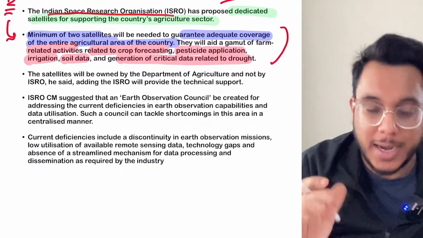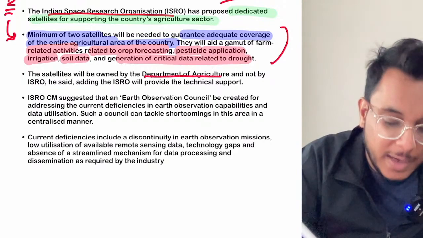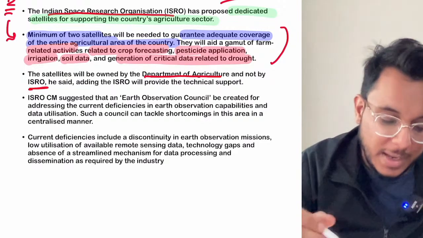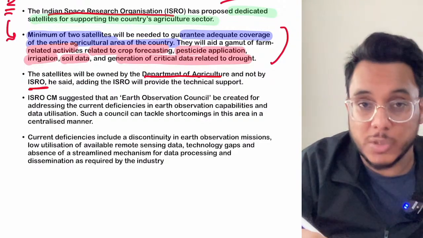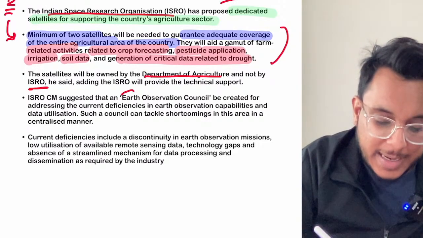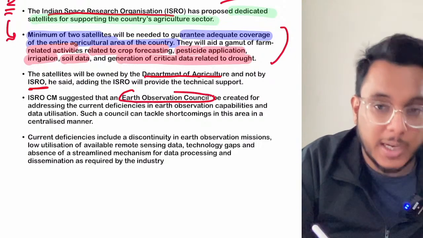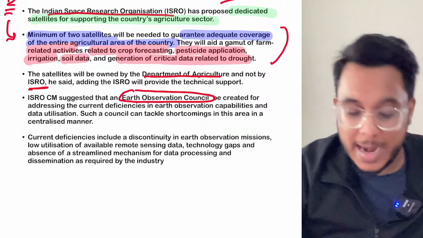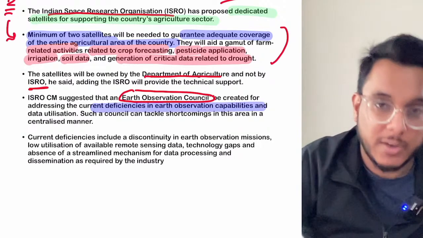Now this particular satellite will be owned by the Department of Agriculture, and the technical assistance will be provided by the ISRO. Fine. Now the ISRO chairman has also said that a dedicated body, that is the Earth Observation Council, is also to be established. It will address the deficiencies in Earth observation capabilities.